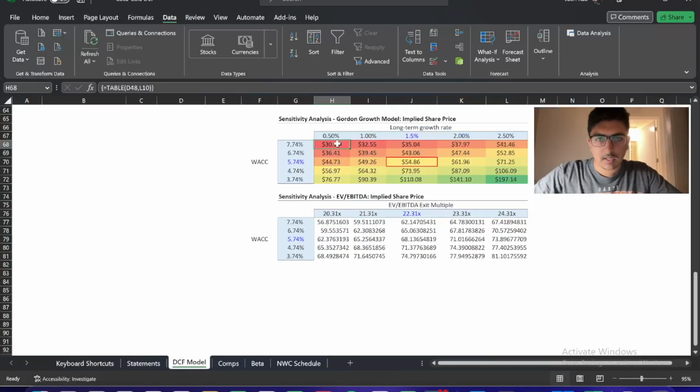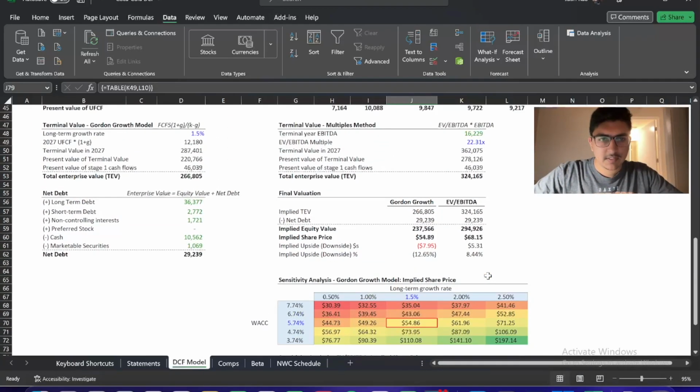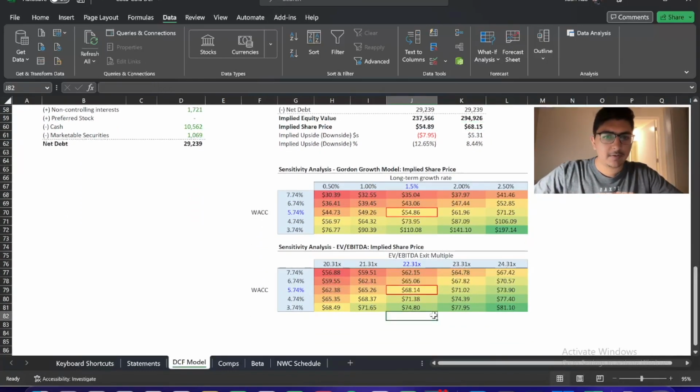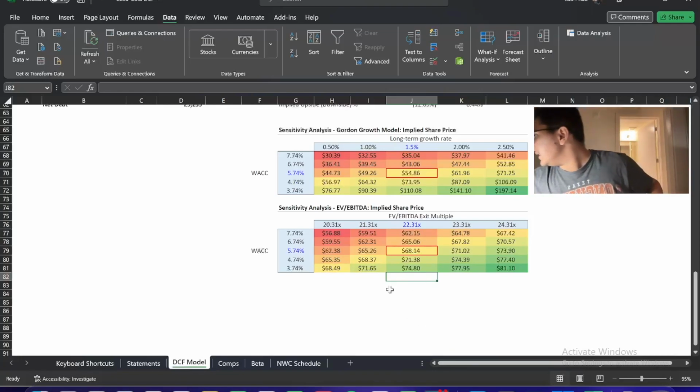And now we can Control C and Alt EST. And look at that. So now it is showing the conditional formatting. The lowest share price is on the top left, the highest is at the bottom right, and our point estimate of 68.14, 68.15 roughly, is showing in the middle. So that is our sensitivity analysis. And that pretty much does it for the DCF.